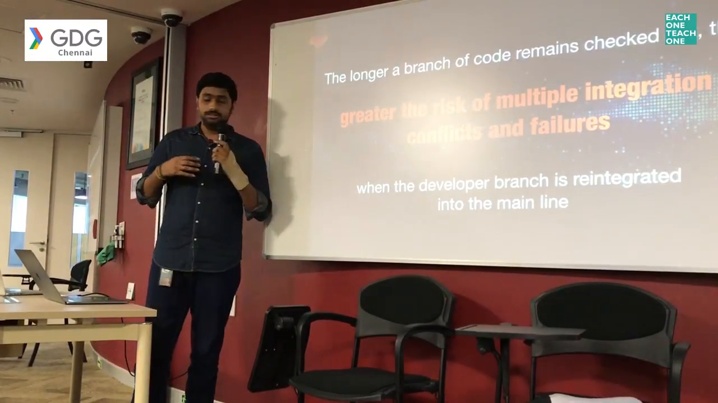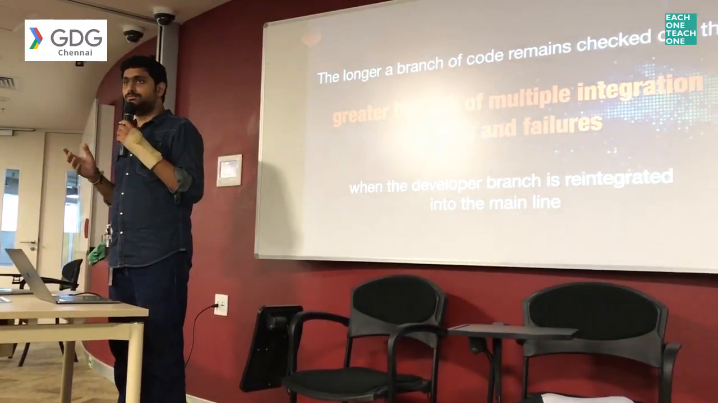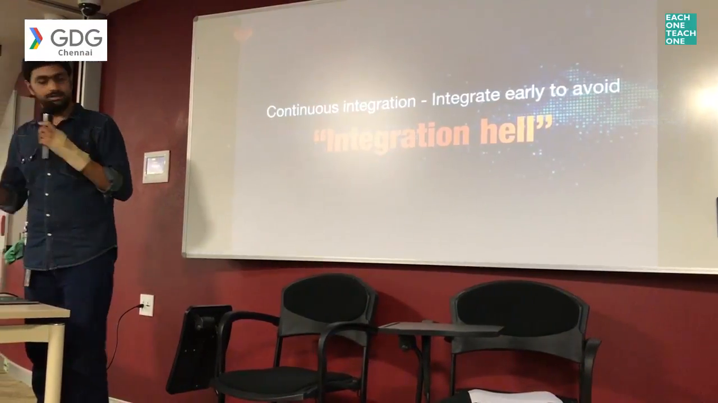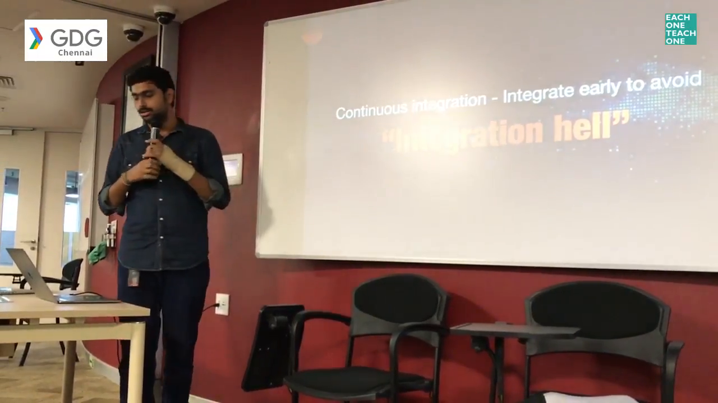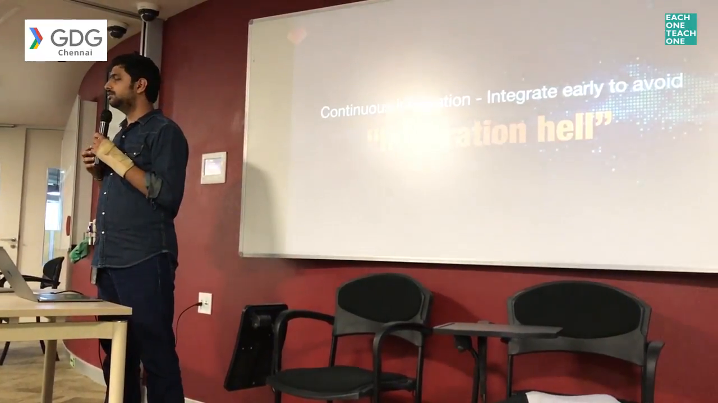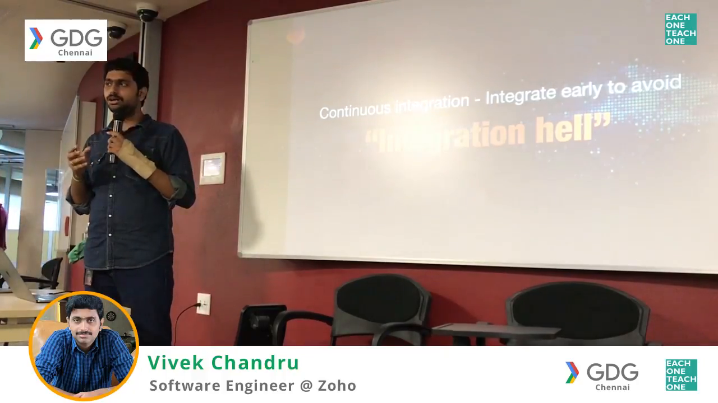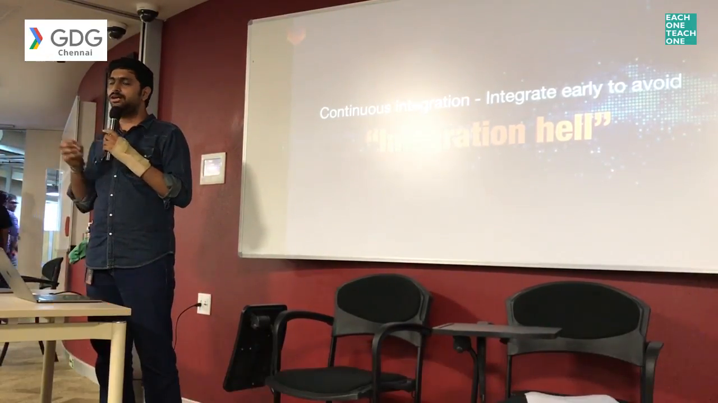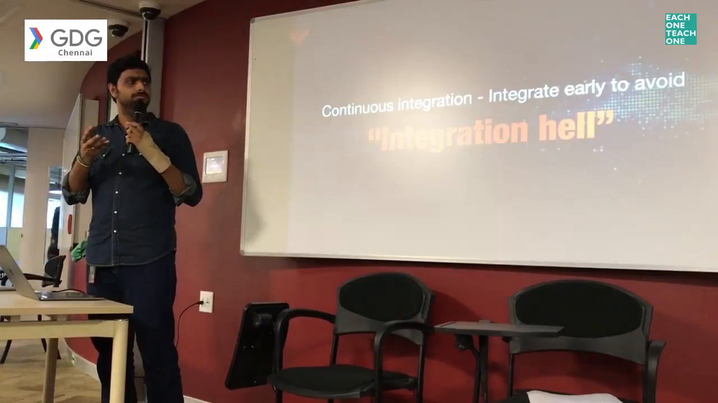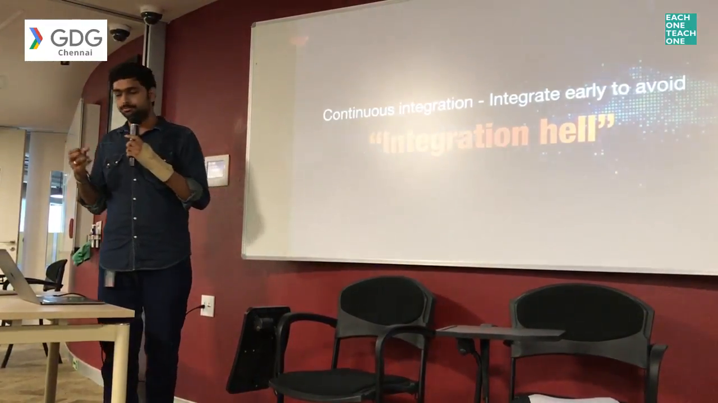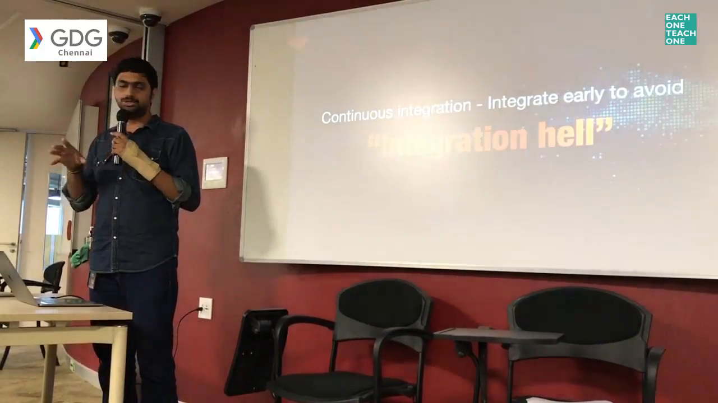So you need to write test cases, and you have to commit regularly. The longer a branch of code remains without being checked in, there is a lot of risk there. So I've already told you this is an integration hell. So you have to have a setup running so that you will commit often to your own development branch, and the CI setup will actually take care of merging all your development branches and pushing it to master branch.